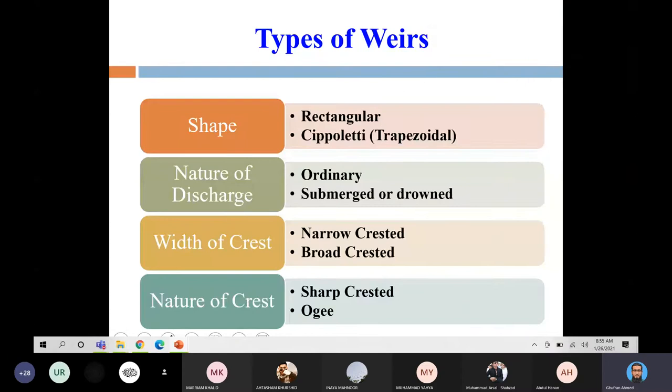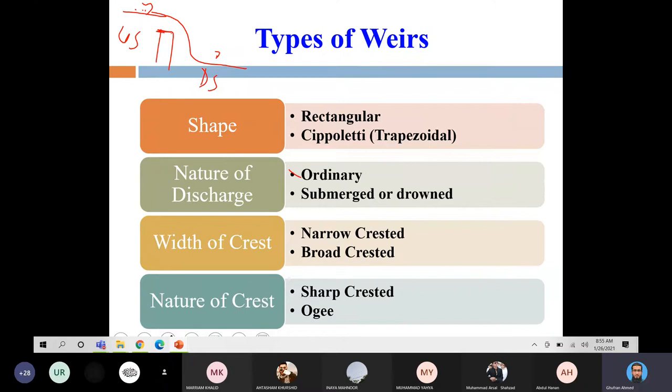Now the different types of weir can be varied with respect to shape, just like that of a notch, either rectangular or trapezoidal. Then, nature of discharge: an ordinary weir means that the downstream water level, if this is the downstream and this is the upstream, is less than the top height of the weir.